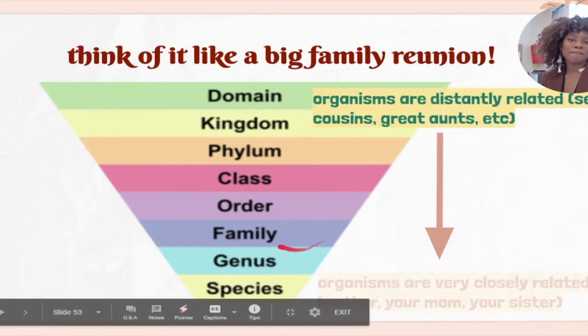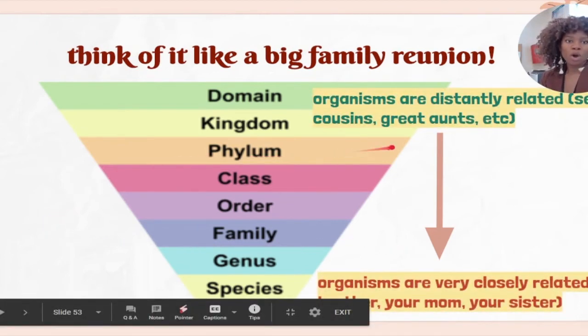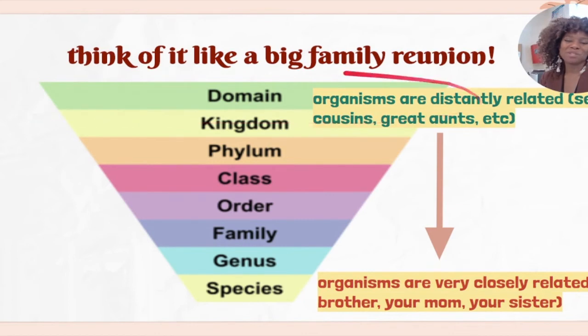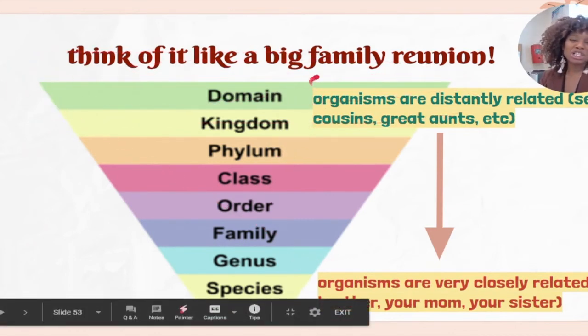So think of it like a big family reunion. Organisms are going to be distantly related in the big family reunion. That'll be like your second cousins or great aunts and people who aren't really your family, but y'all have known each other so long that that's your family. Okay? And then as you get closer and closer into your smaller and smaller groups of your family, organisms that are going to be very closely related are going to be like your mom, your brother, your sister, and you.